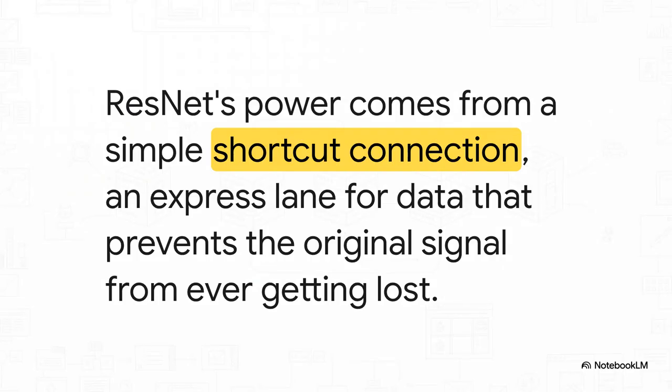The whole brilliant idea behind this block is something called a shortcut connection. Just imagine your data is traveling down a long road, and it's getting transformed and changed at every single stop. Well, the shortcut is like a pristine express lane. It lets a perfect, untouched copy of the original data completely skip a few of those stops and then meet up with the transformed version a little later. This is the key. It ensures that the original signal never gets lost, no matter how deep the network gets.